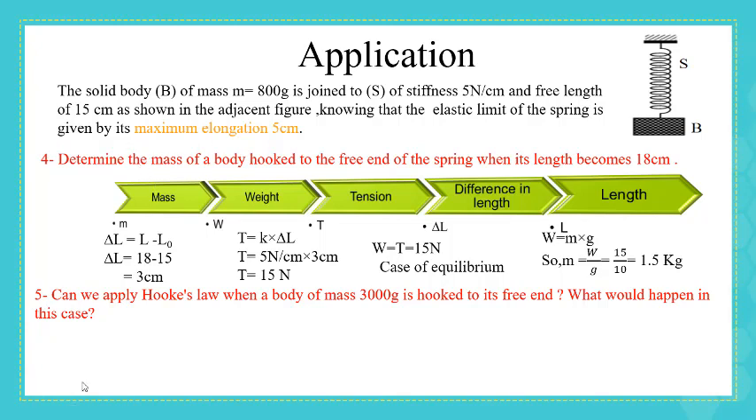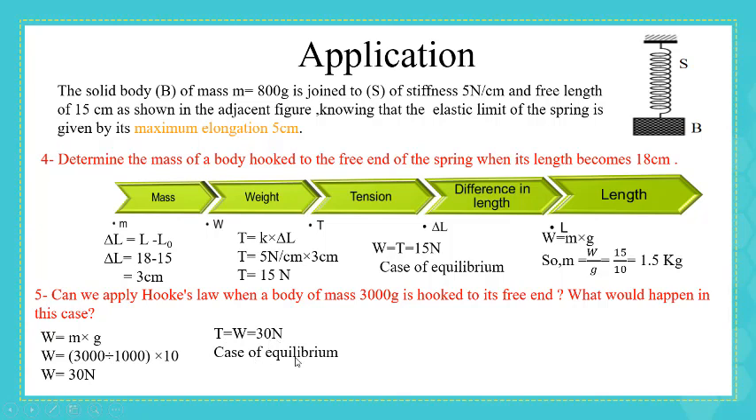Let's start. So we have to find the weight. The weight is equal to mass times the gravity. The mass is in gram, convert to kilogram by dividing by 1000. Then it gives 30 Newton. This is the weight. After finding the weight, we can find the tension from the condition of equilibrium. T is equal to the weight equal to 30 Newton, case of equilibrium. After finding the tension, we can find delta L by applying Hooke's law. T is equal to K delta L. T is 30, K is 5 Newton per centimeter. Delta L is 30 over 5, it's 6 centimeter.